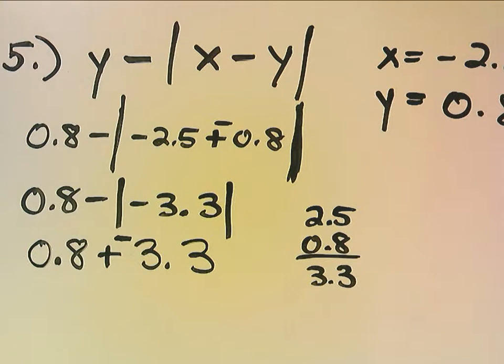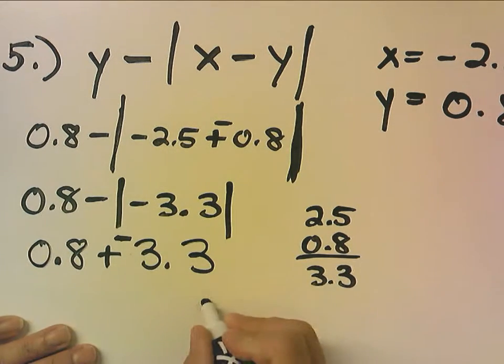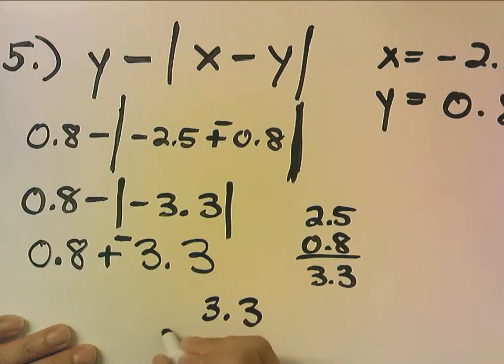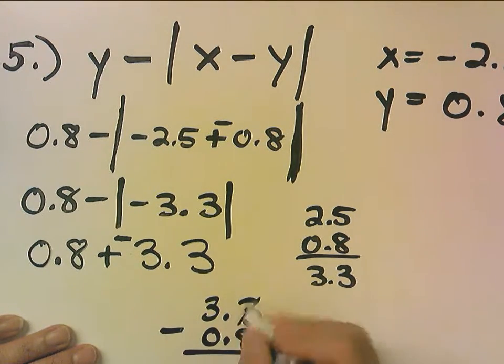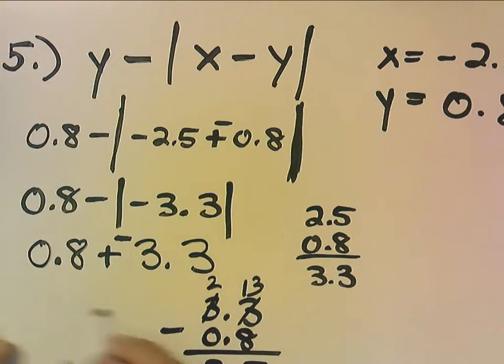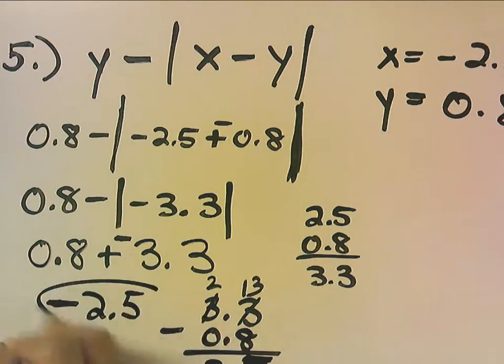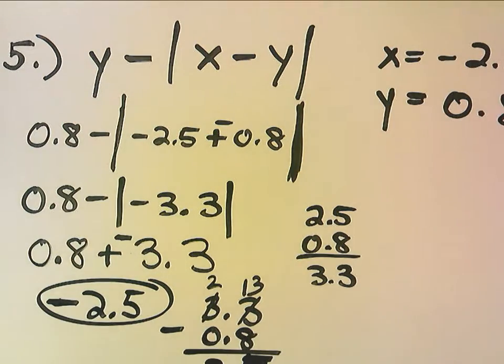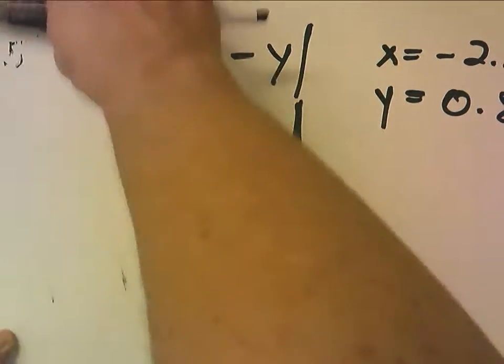So who's going to win this tug of war? Well, the negatives are going to win. How much are they going to win by? I don't know. Let me find the difference between 3.3 and 0.8. And it becomes 2.7. So, silly mistake, 2.5. How many of you caught my mistake? So it's negative 2.5. Okay? So that's number 5. There was a lot to remember there.